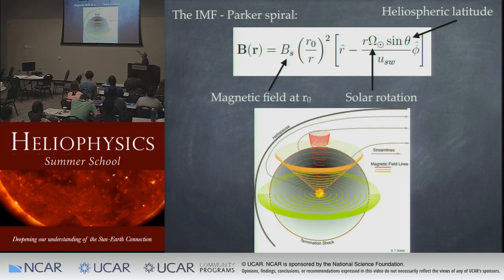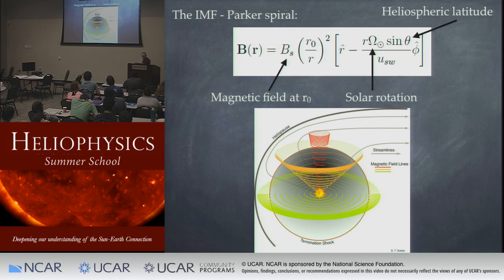Okay, and this is how it looks in 3D. This is for theta equals 90 degrees. This is theta, this is latitude, not colatitude. You can see that for theta equals zero, this term is zero, so the wind at the pole is fully radial.